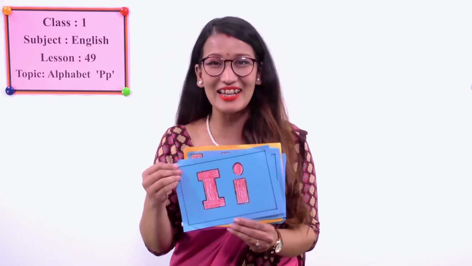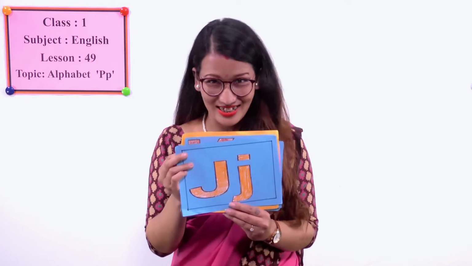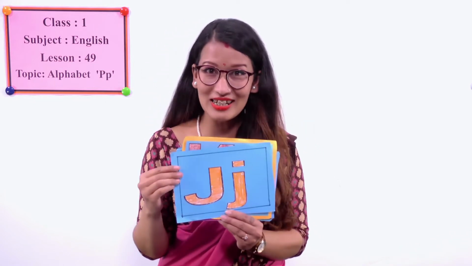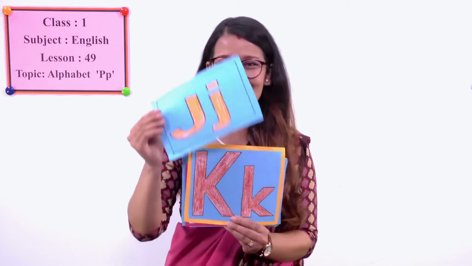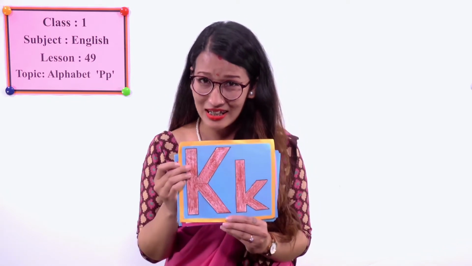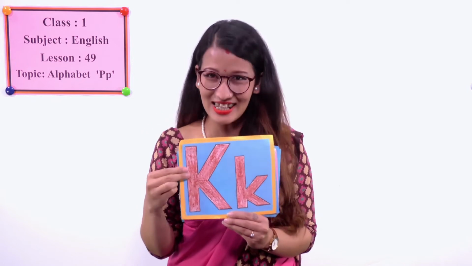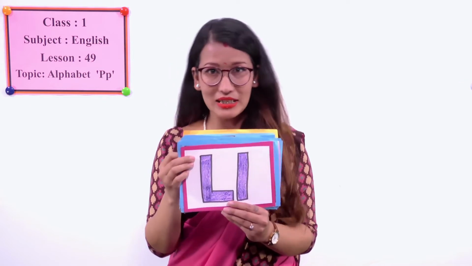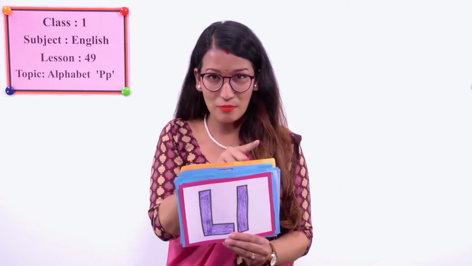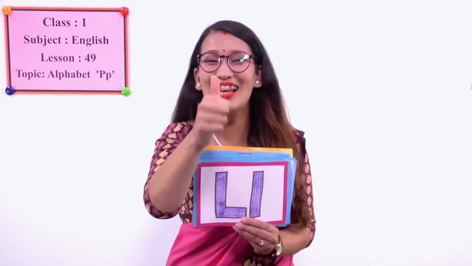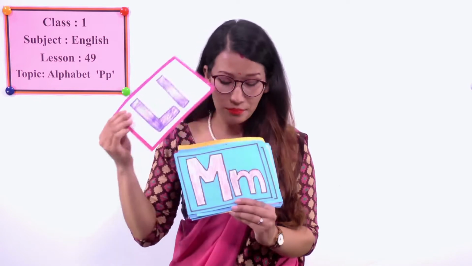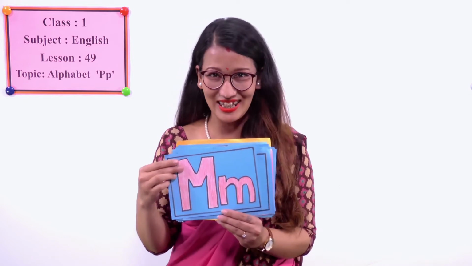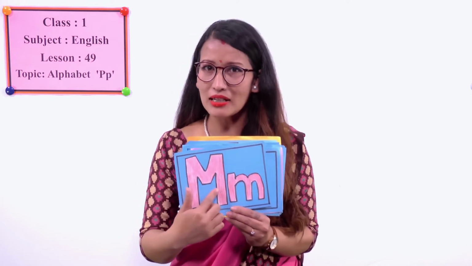Good. I. Now. Good. Excellent. This is K. What is this? J. Excellent. Now what is this? Good. Excellent. This is K. Now what is this? Can you make this letter in the air? Capital L, small L. Excellent. Very good. Now, what is this? Good. Monkey. M is for monkey. Can you tell me another word that starts with M?